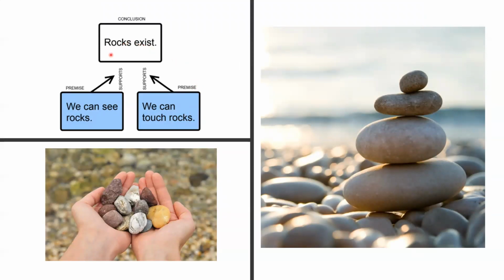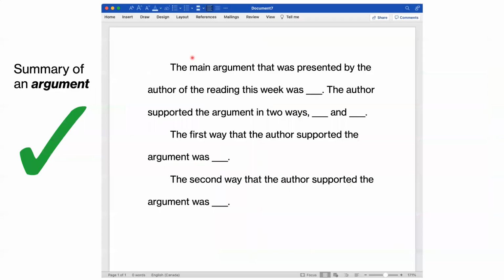That can be your conclusion. The supporting premises are, we can see the rock, we can touch rocks. Okay, there's support for the statement that rocks exist. All of the readings that we're going to be doing in class are going to have a general argument. There's going to be some thesis, some main point, and then there's going to be support for it.